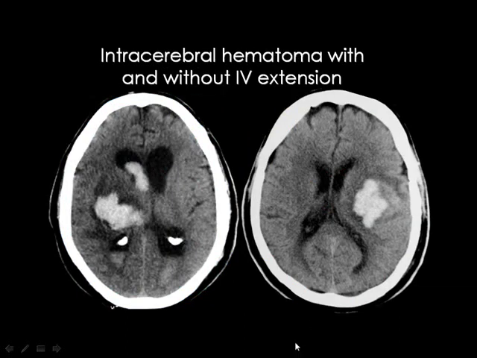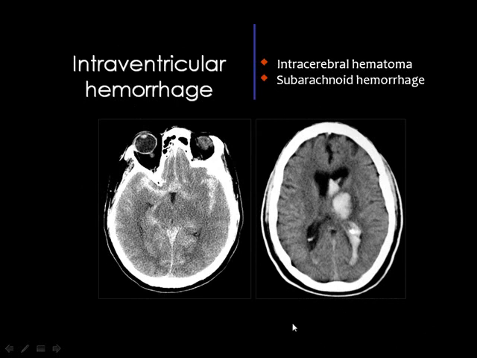Not every intracerebral hematoma will extend inside the ventricle, but some of the hematomas can extend inside the ventricle, as in this one, and some of the hematomas do not extend inside the ventricle. But you should include in your report whether the hematoma is extending inside the ventricle or not. And this is important for the clinicians.